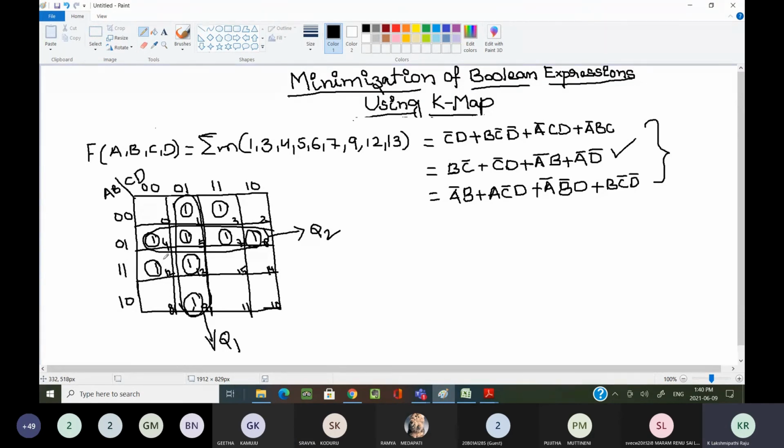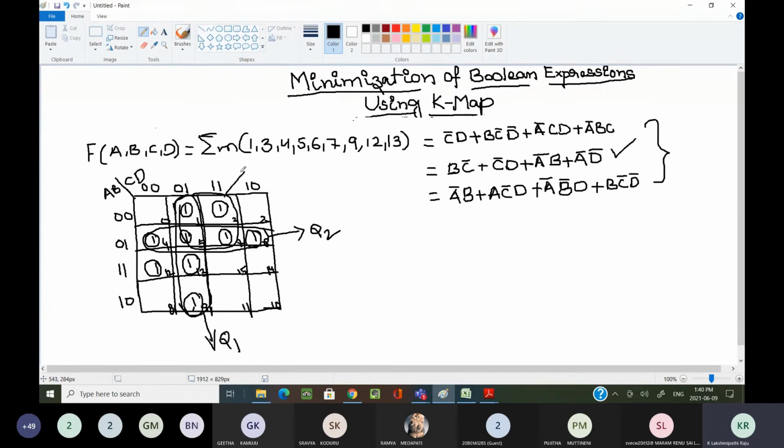Now, in these kinds of situations, so many people make mistakes. They stop here. That means they are forming only 2 quads. But here, I can combine all these 4 min terms and form another quad.